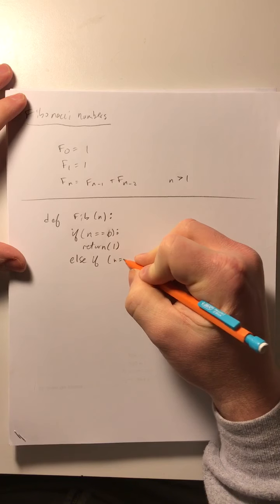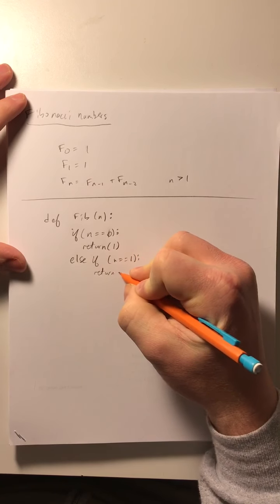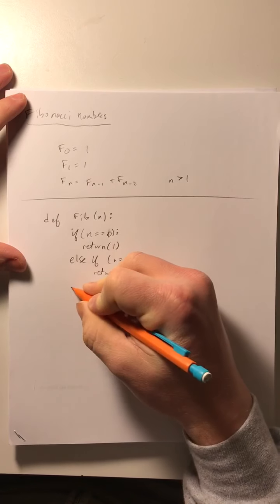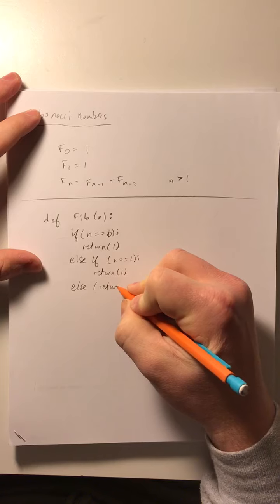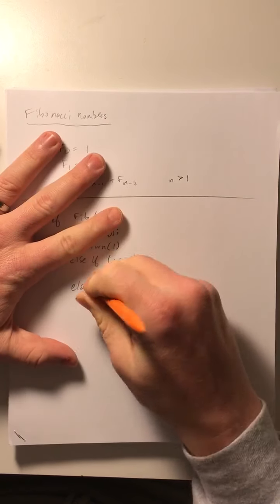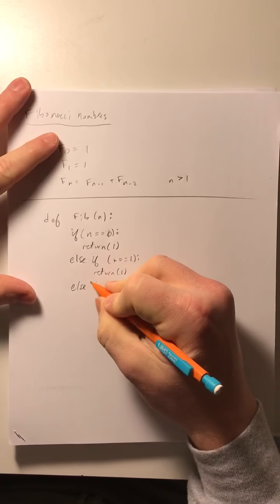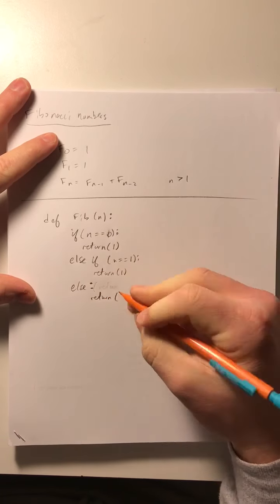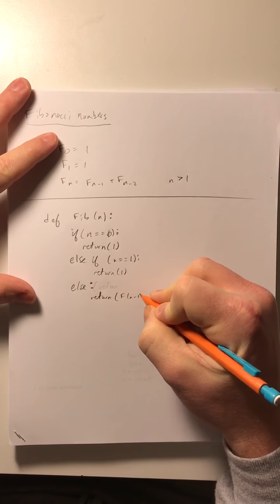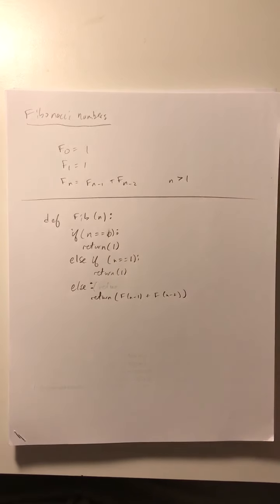else if n double equals 1, return 1, else, skip a line. I'm very rusty with the pseudocode. Return Fn minus 1 plus Fn minus 2.